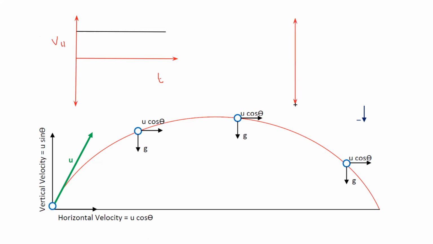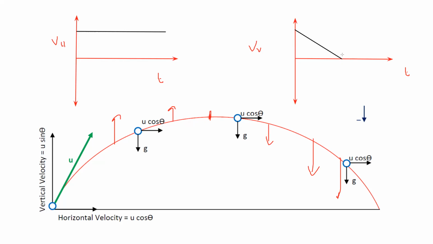But for vertical, if we sketch a graph for vertical velocity and time, in the beginning the vertical velocity is maximum. When it reaches the maximum height it will be 0, and when it is coming down it will increase again. Initially it is positive, because the vertical component is acting up, but after reaching the maximum height the vertical component will act downward. So in the graph, in the beginning it is maximum, and at maximum height it is 0.